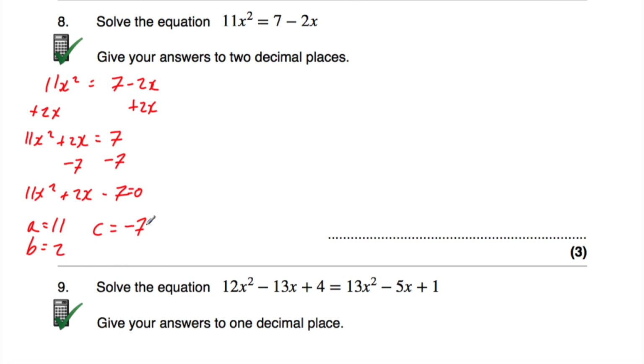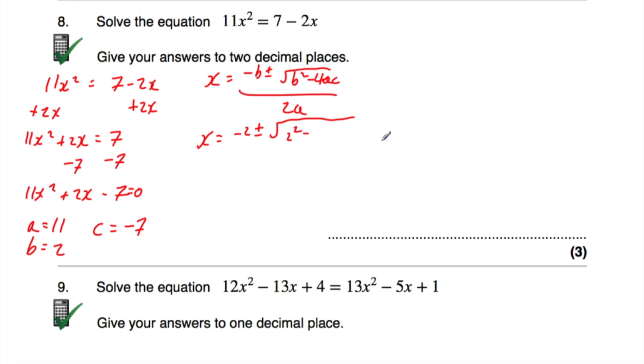We can now substitute them into the quadratic formula. So the quadratic formula is x equals negative b plus or minus the square root of b squared minus 4ac, all divided by 2a. So it means that x is equal to negative b, well b is 2, so negative b would be negative 2, plus or minus the square root of b squared, which would be 2 squared, minus, and then we've got 4ac. I like to put that in a bracket, so 4 times a, which is 11, times c, which is negative 7. And then close brackets. And that's all divided by 2a. A was equal to 11, so it's going to be divided by 22.